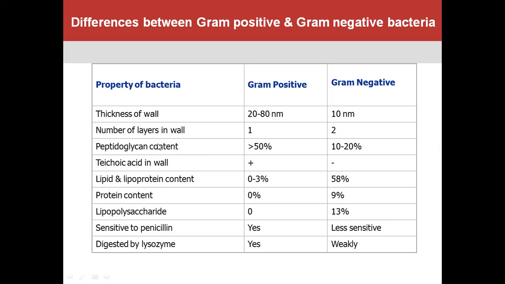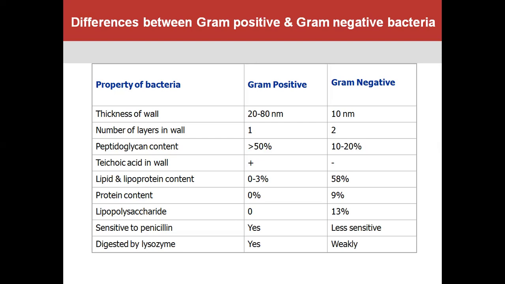Peptidoglycan content is more in gram-positive, that is, more than 50% of the gram-positive cell wall consists of peptidoglycan. In gram-negative, the peptidoglycan content is less, only 10 to 20%. Teichoic acids are present in gram-positive and absent in gram-negative. Lipid and lipoprotein content is less in gram-positive, between 0 to 3% only, and in gram-negative the lipid and lipoprotein content is more, that is 58%.